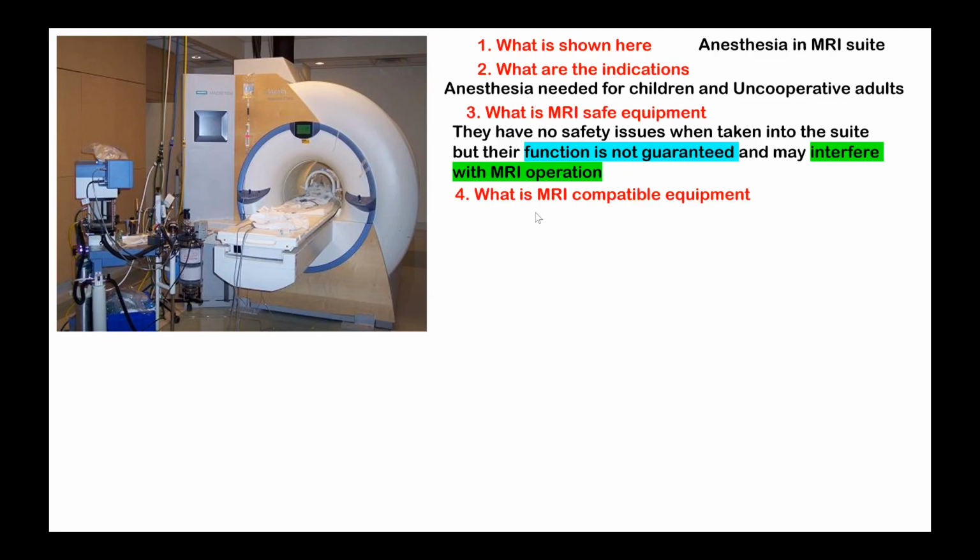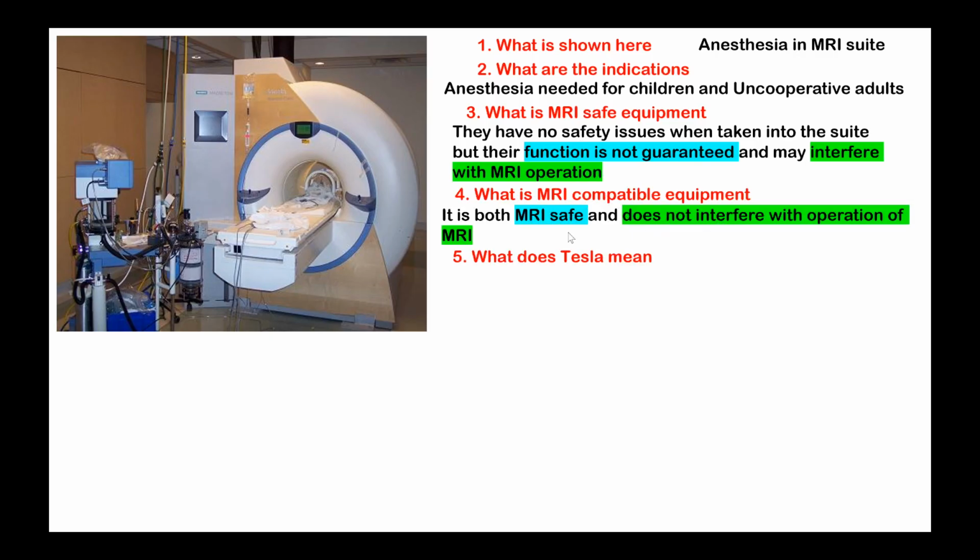On the contrary, MRI compatible equipment is not only MRI safe, that is, not attracted by the magnetic field, but its own function will also be normal and it will not interfere with the MRI function. That is called MRI compatible equipment. So that is the important difference you should know. It is not about the material it is made of, whether aluminum or whatever, but this is the physical categorizing answer for that.